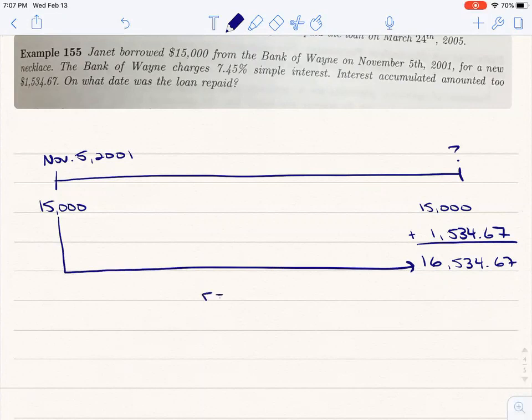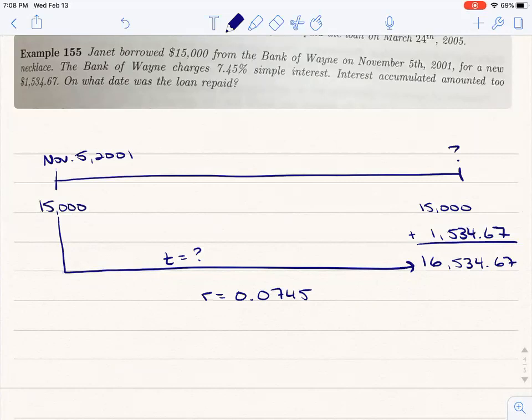We know the rate, so we can just jot it down anywhere. The rate is 0.0745, and we don't know time. So what we're finding here is that we have to first solve for time, and then we can find the date, because we need to know how many days it is in order to use the days between dates on our calculator.